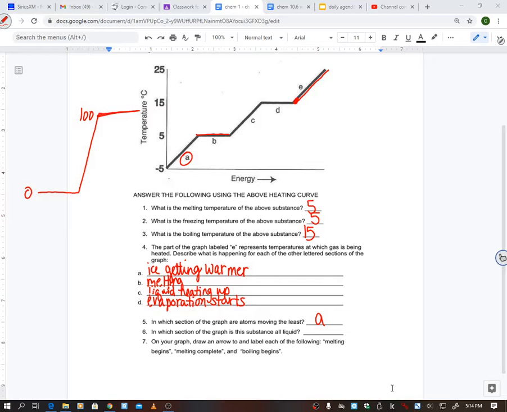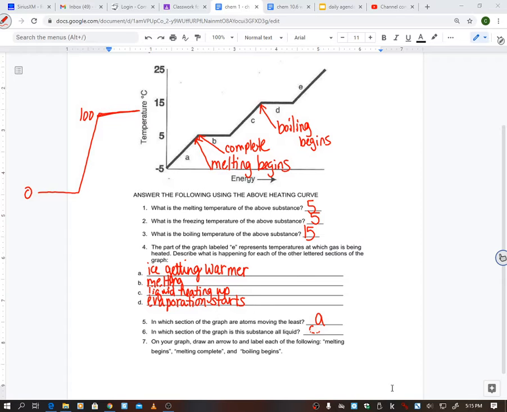Number 6 says, in which section of the graph is the substance all liquid? Well, all liquid is going to be C, right here. Now, number 7, it wants me to label, so I'm going to erase some of this that I've written on. Melting begins, right about there. And then melting complete, so right here on the other side of that bend, it's complete. And then boiling begins is about right here at the very beginning of that bend. All right, so that is that page right there, the participation points.